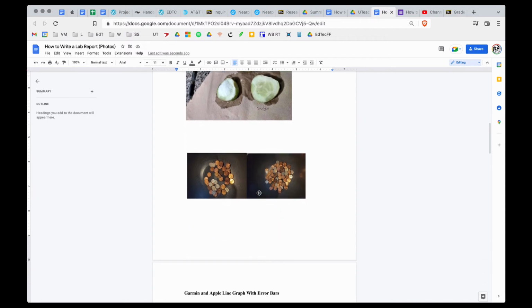Right here we have some coins. A student was doing a statistical analysis. This is literally all the student gave me, coins. Okay, so what am I supposed to take from this? I have no title, I have no description. I literally just see a picture of coins.